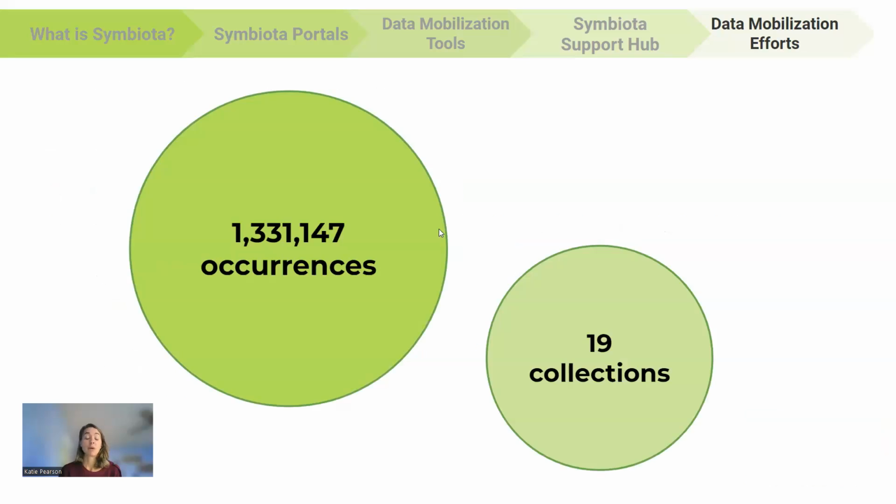So again, conversations between the community talking about best practices and overall improving the sustainability of the data and the community. Just in the past year of the Symbiota Support Hub's existence, and only 3 Symbiota portals down, we have published 19 collections to GBIF and over 1.3 million occurrences. So this concerted effort strategy appears to be working.